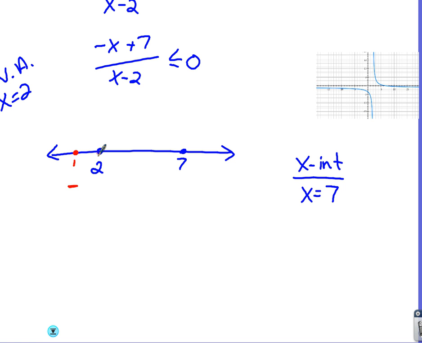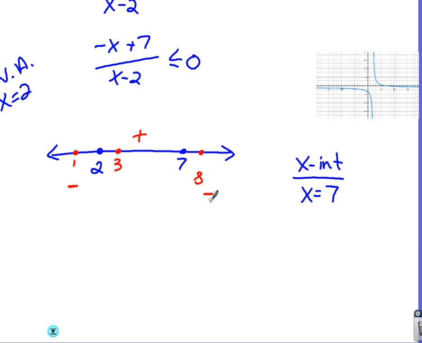Now at 2, I need to know, does it cross or does it stay down there? So plug in a number in this interval. Let's try 3. We plug in 3, I get 4 over 1. That's positive, right? You see that it crossed there? It was down here, now it's up here. Now let's check a number over here like 8. I get a negative on top, I get a positive on bottom, that's a negative answer. So you see what your graph did.